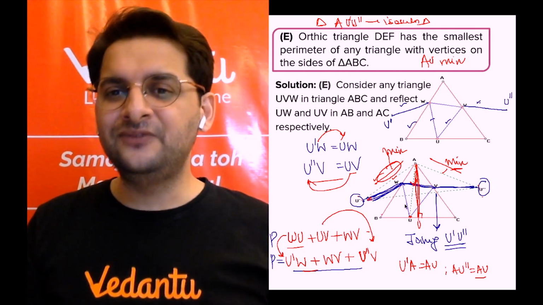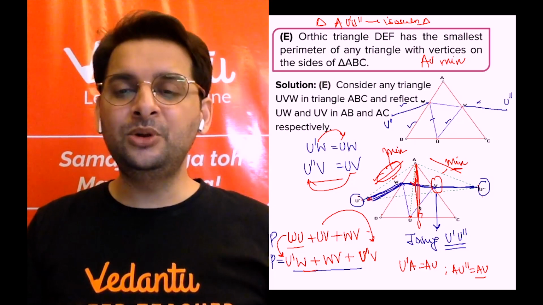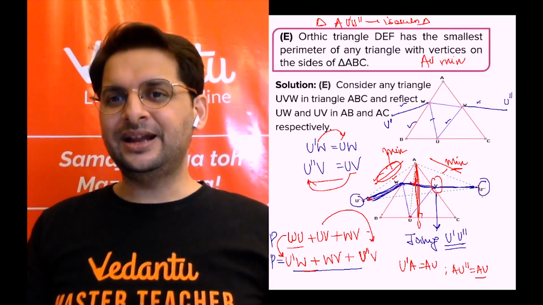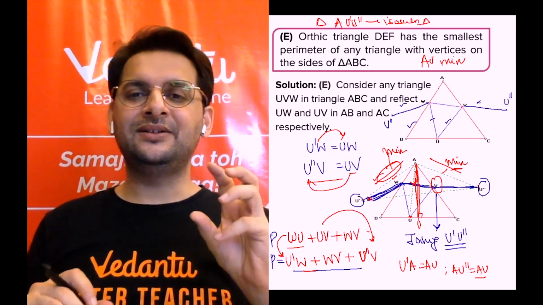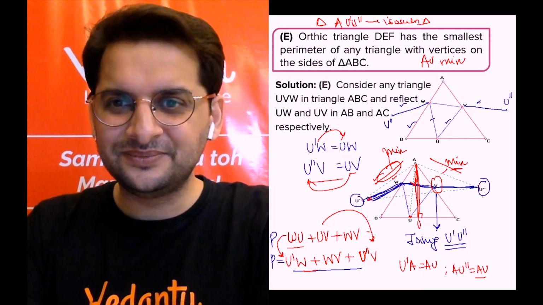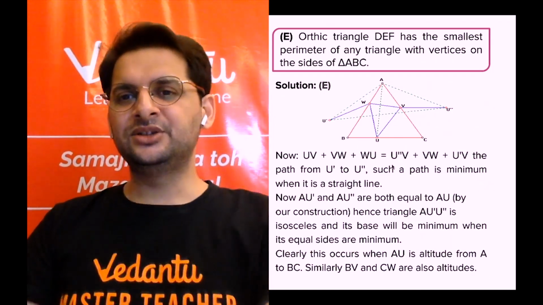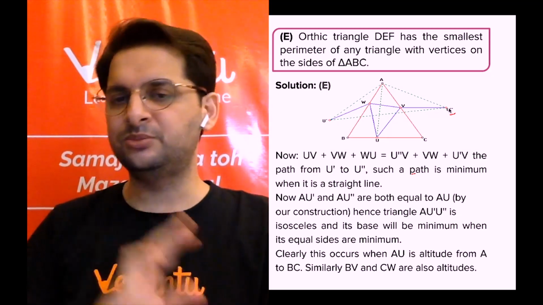Similarly, I can prove that V would be the foot of the perpendicular from B to AC, and W will be the foot of the perpendicular from C to AB. And hence, the triangle with the least perimeter would be the one which is called the orthic triangle. I hope you all understood this, guys. The shortest path is a straight line from U dash to U double dash. There is no problem with this.